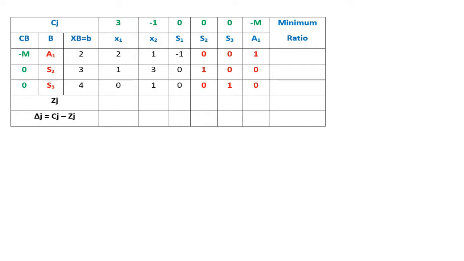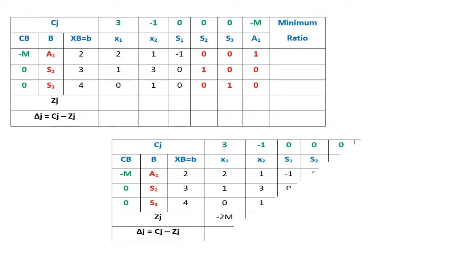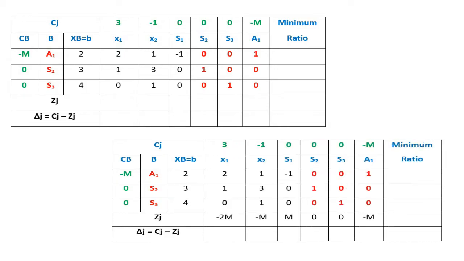Cost of the S2 variable is 0, so in the CB column second value will be 0. Same for variable S3, that is cost of S3 is 0, so put 0 in the CB column. Now after this we have to calculate the ZJ value. Now we will see how to calculate the ZJ value.